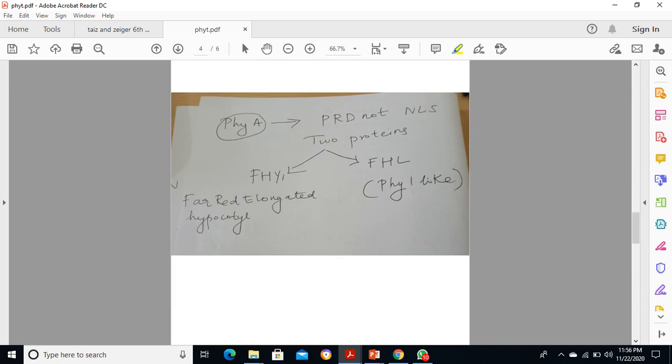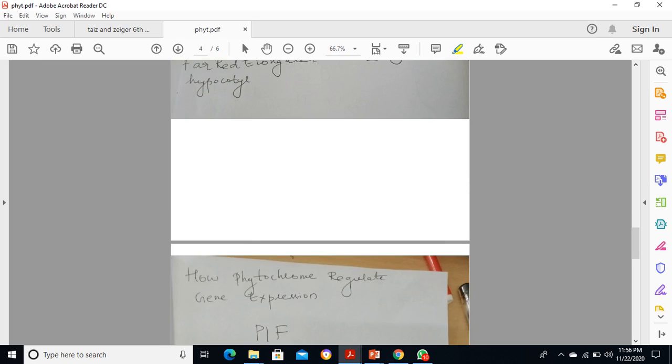But phytochrome A does not contain this PRD or nuclear localization signal. So two proteins help in this transport, FHY1 and FHL1. These two will help in the transport of phytochrome A to the nucleus, and then it can mediate the photomorphogenic response.